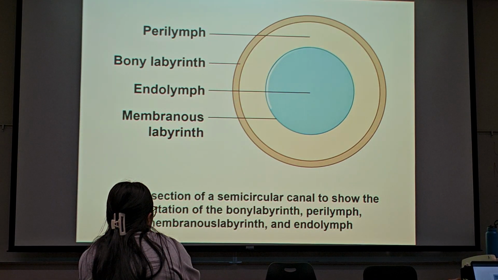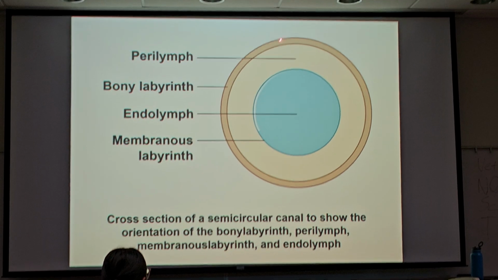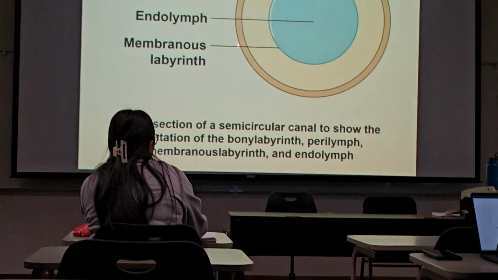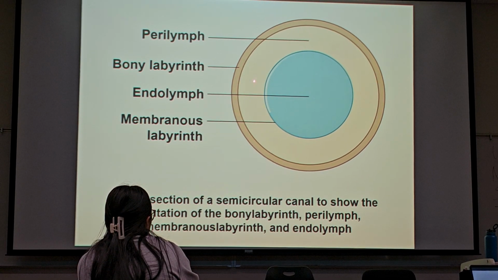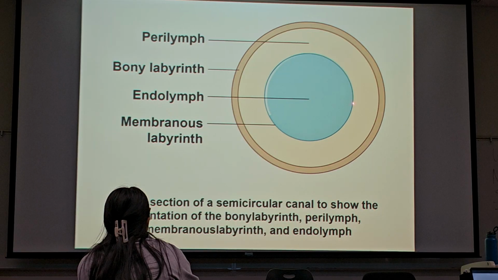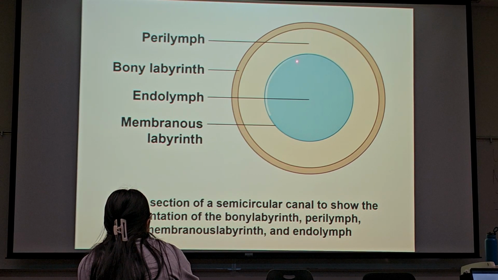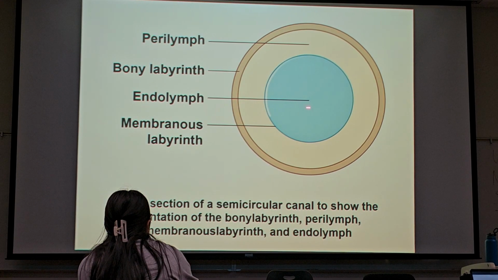If you do a cross section through, we see the bony labyrinth. Then inside of there is the perilymph, it's fluid. And then we have the membranous labyrinth. Inside of that is endolymph.